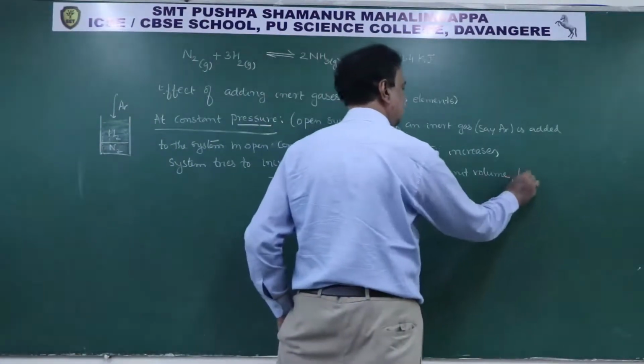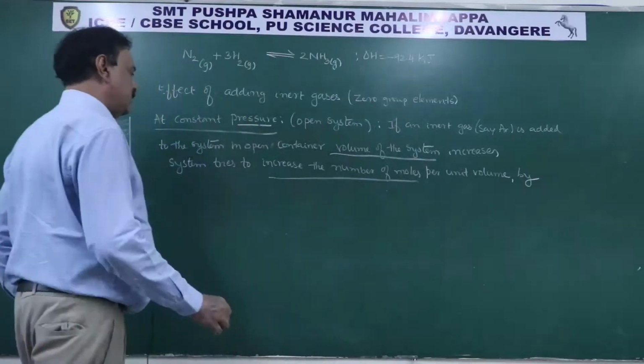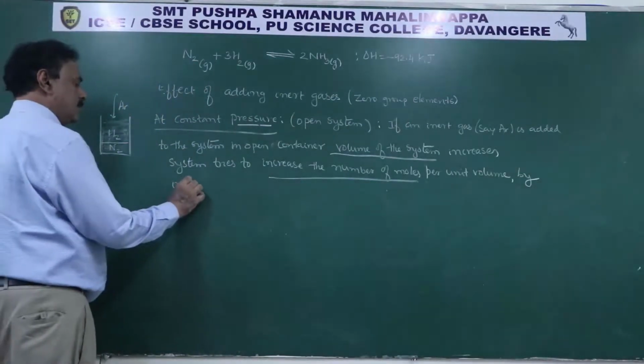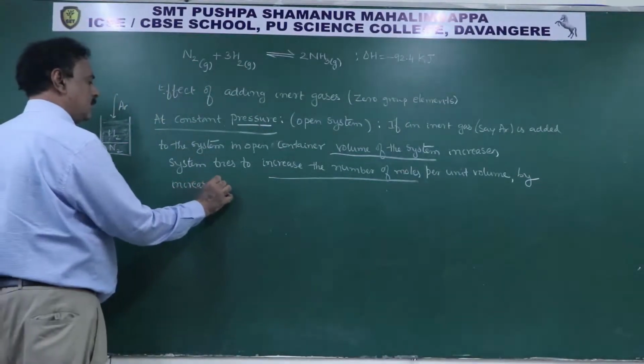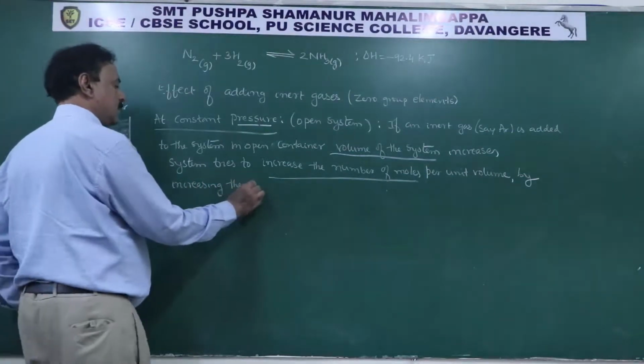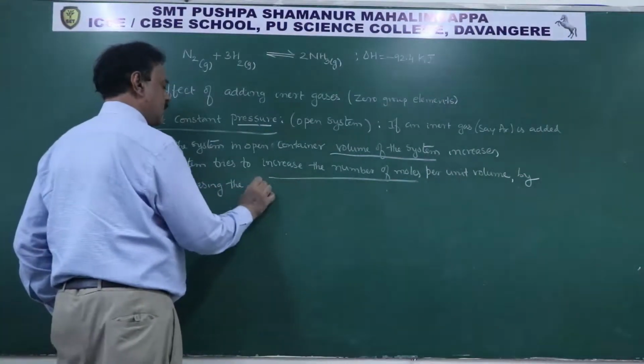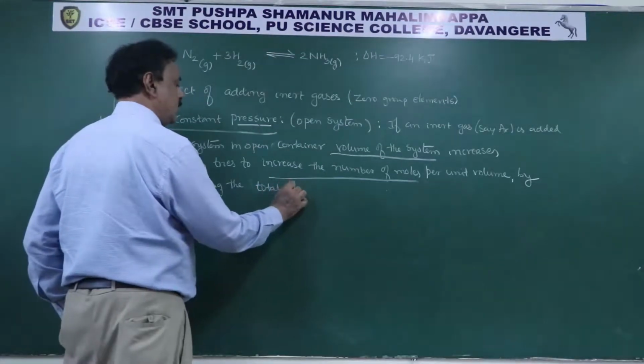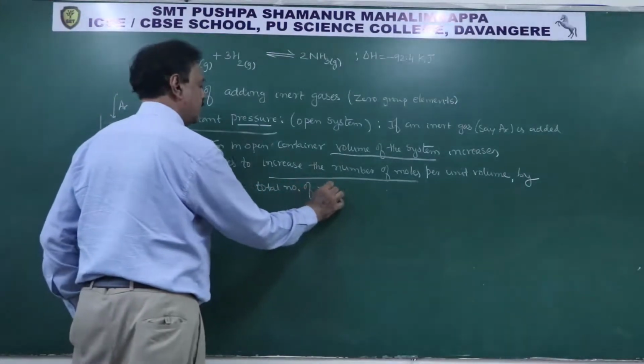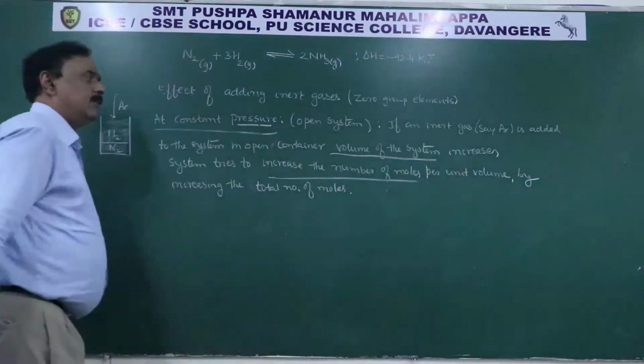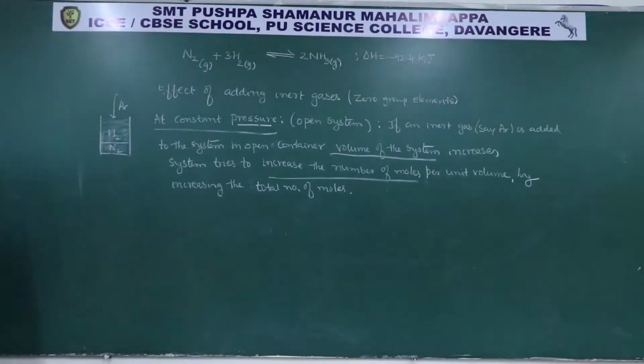By increasing the total number of moles, as the number of moles increases in the backward reaction, the equilibrium is shifted to the left side.